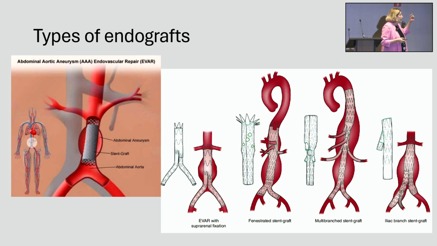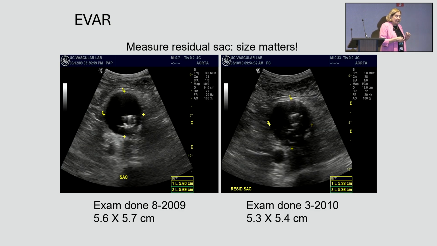You can have just a one modular type thing, and they have grown from early years where there was just a couple of models out there to, you better know what kind of thing was put in there, and it can be multiple. They're very creative now with these. This is not an endograft lecture, but know what they did. Was it fenestrated, multi-branched? Is it just a simple bifurcated graft?